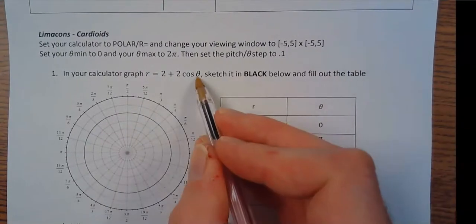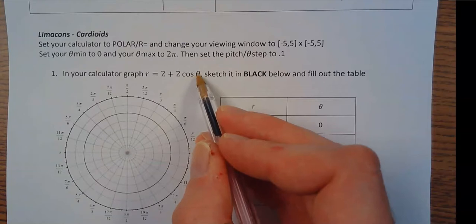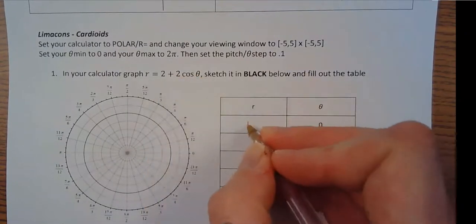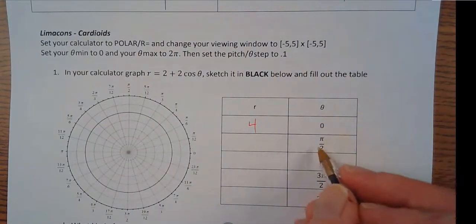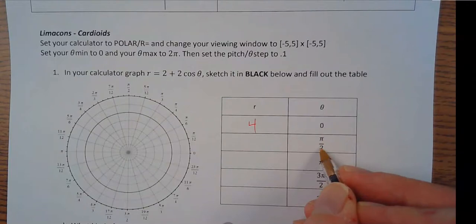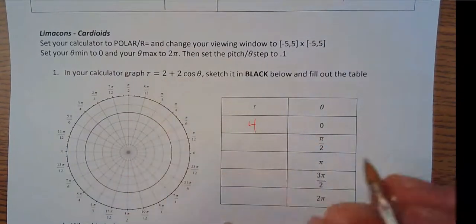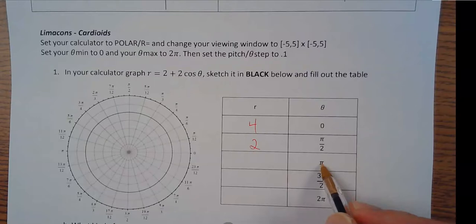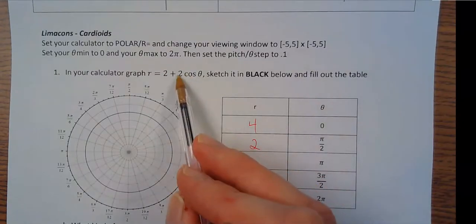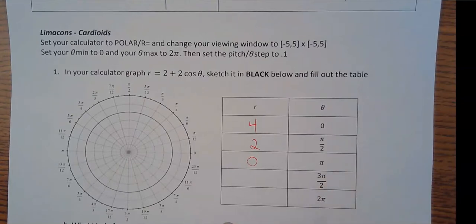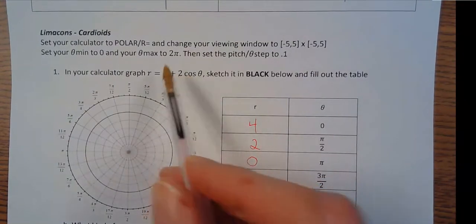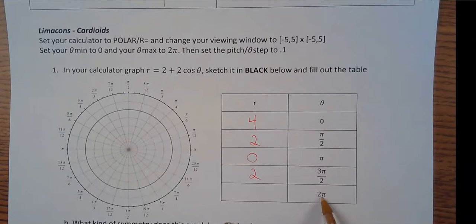So if I plugged in 0, what is cosine of 0? Remember, cosine of 0 starts at 1, so that'd be 1. 1 times 2 is 2, plus 2 would be 4. Cosine of pi over 2 was 0, so 0 times 2 is 0, 0 plus 2 is 2. At pi, cosine of pi is -1, double that, it's -2, plus 2 is 0. 3 pi over 2 would be 0, so 2 times 0 plus 2 would be 2. And at 2 pi, you're back at 1, so 1 times 2 plus 2 would be 4.